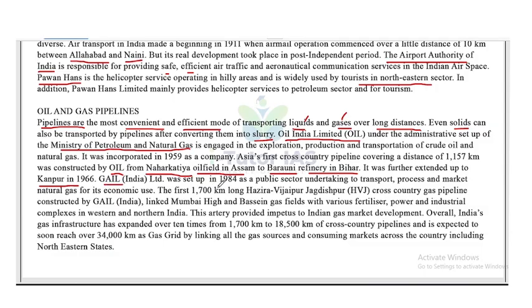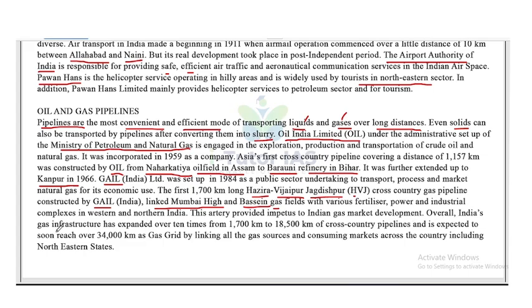GAIL Limited was set up in 1984 as the public sector undertaking to transport, process, and market natural gas for its economic use. The first 1,700 km long Hazira-Vijaipur-Jagdishpur, that is HVJ, cross-country gas pipeline constructed by GAIL linked Mumbai High and Basin gas field with the various fertilizer, power, and industrial complexes in western and northern India. This artery provides impetus to Indian gas market development.